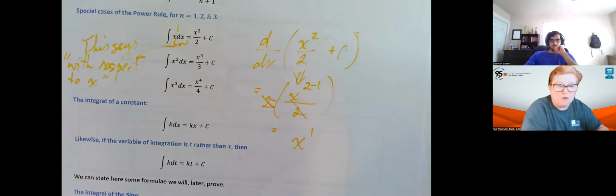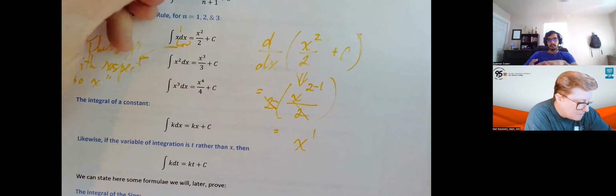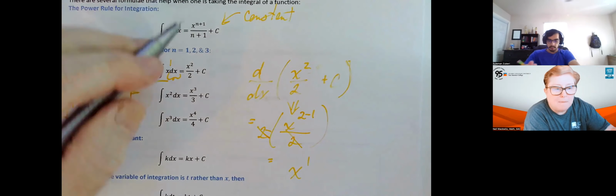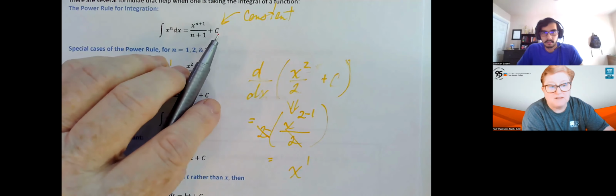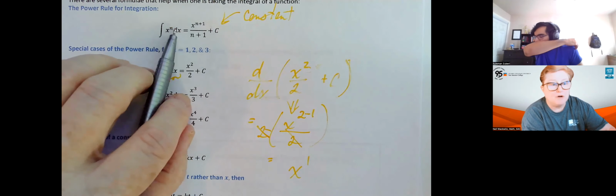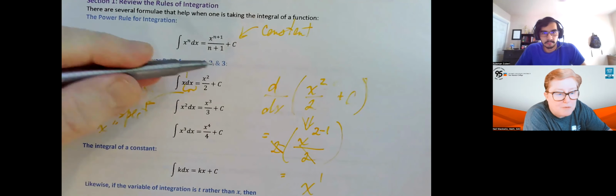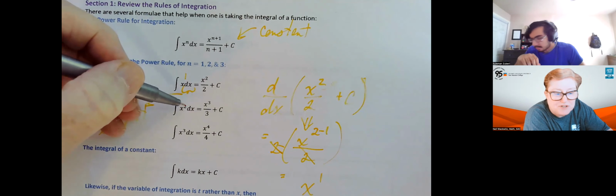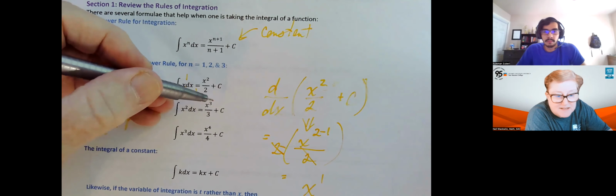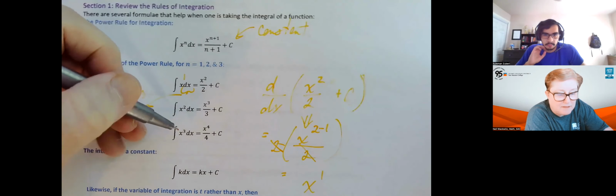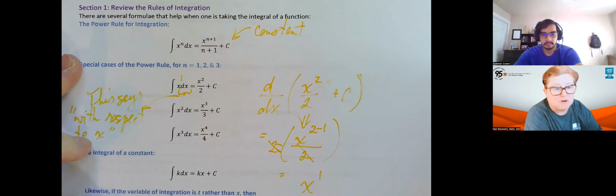So you can see why we always have to put a constant in when we're taking the integral. Because when we take the derivative, when we go the other direction, the derivative of any constant is 0, and therefore we don't know. It may have been there. If we have the power n equals 2, then the integral of x squared dx is x cubed over 3 plus c. The integral of x cubed will be x to the 4th over 4 plus c, and etc.